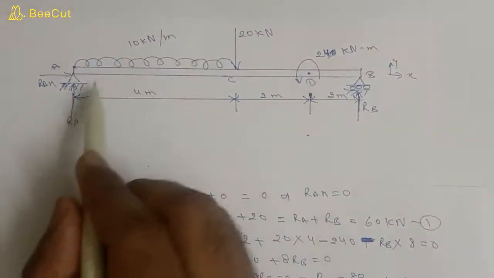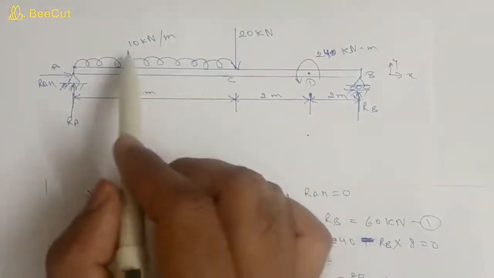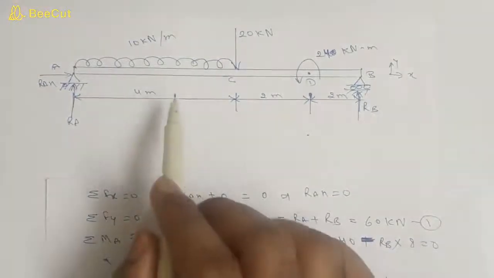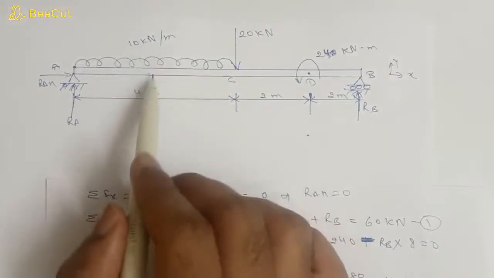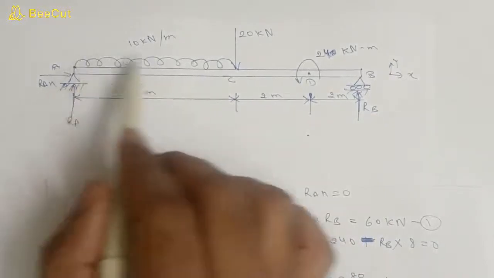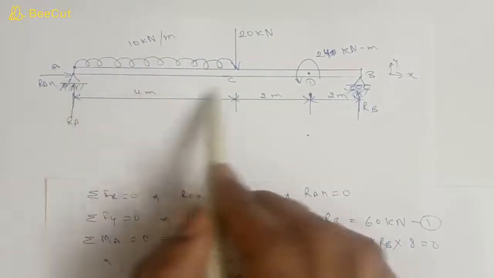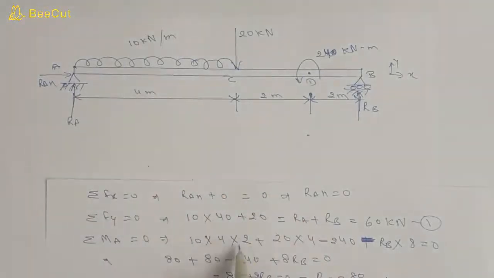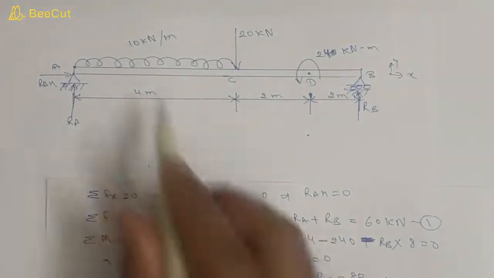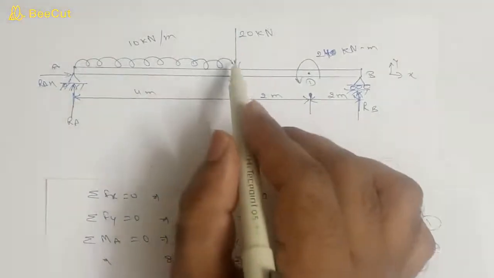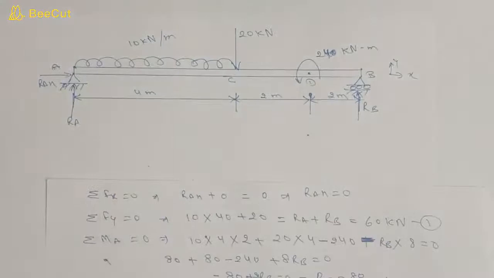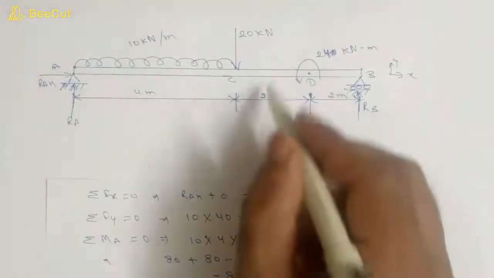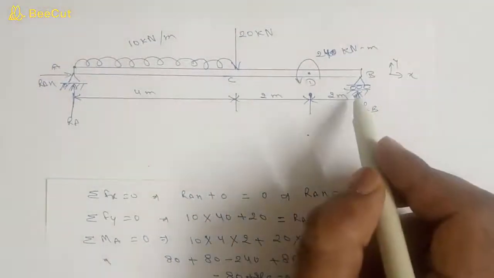So we will take moment about point A. So due to this UDL, uniformly distributed load, moment will be 10 kilonewton into 4, the total load, into distance of the centroid of this UDL, which is 2 meter from A, because this is a rectangular load. So 4 meter divided by 2, its centroid will be at 2 meter from A. So we will multiply it by 2. So force into distance is moment due to this, plus this is also clockwise. If you take clockwise as positive, then this will also be positive. 20 into this distance 4, and minus, this is anti-clockwise, minus 240.